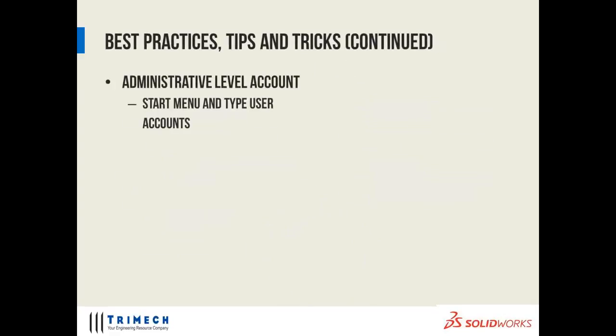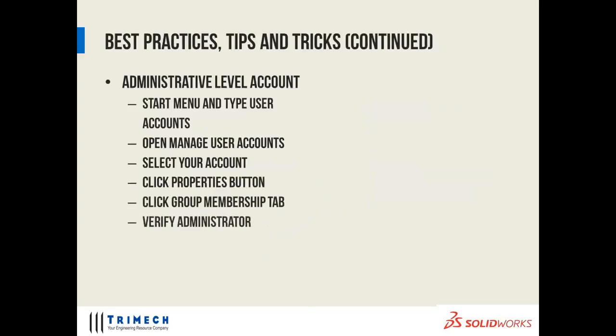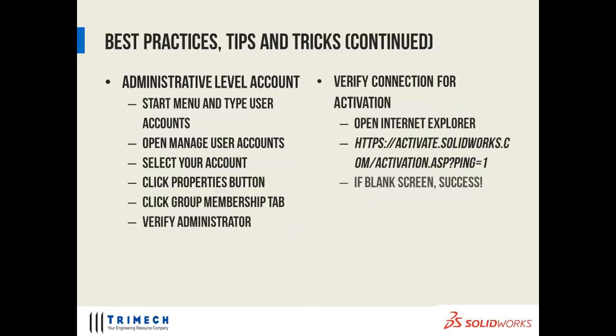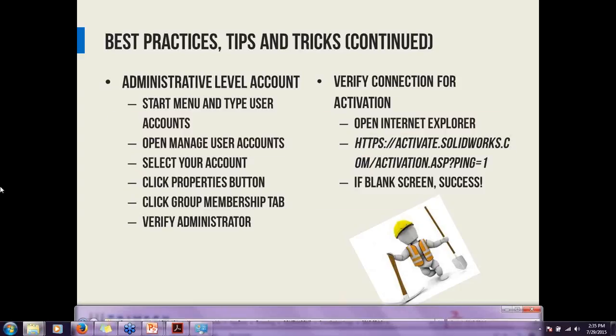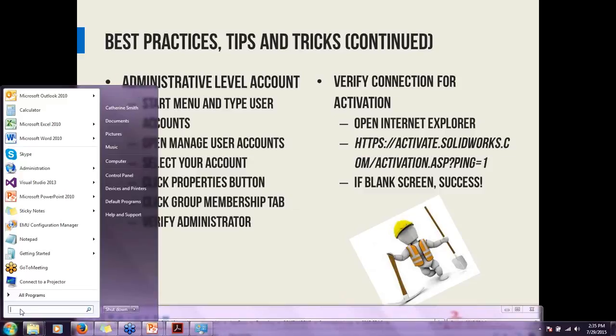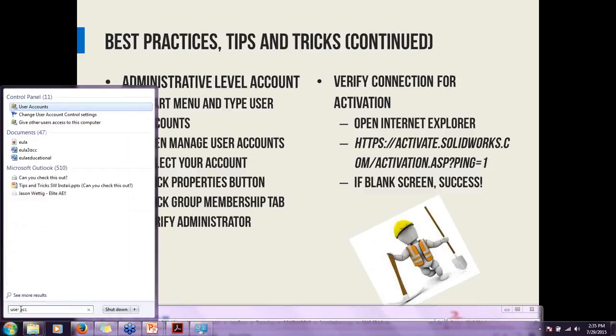Let's talk about the administrative level account. So how do you tell what type of account you have? We want to make sure that you have an administrative level account so that you have access to certain folders and certain registry keys on your computer so SolidWorks has the ability to install properly. So let me go ahead and jump back over, and we're going to start by clicking on the Start menu and start typing User Accounts.